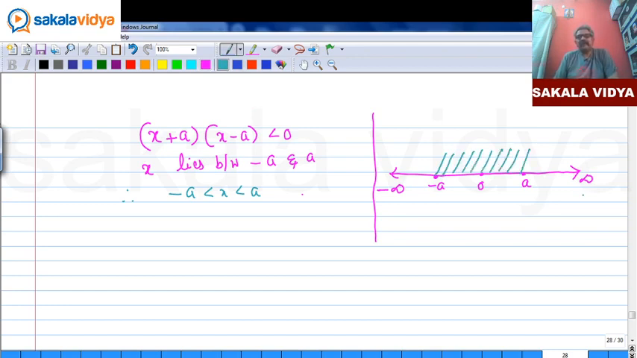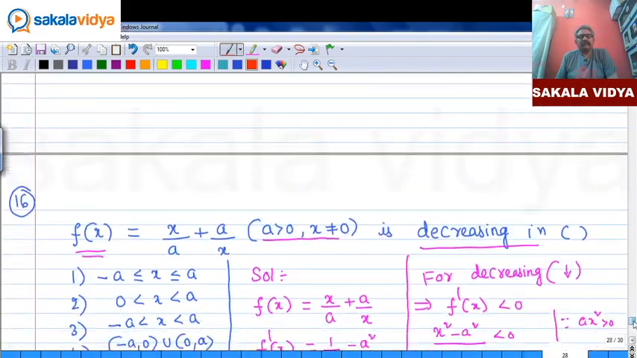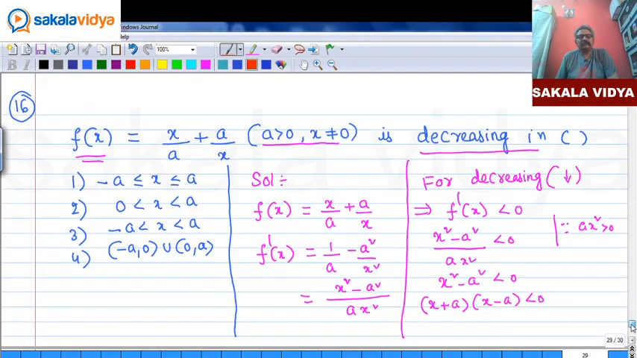But according to the problem, x does not equal to 0, so x should not be included. That means we need to exclude 0. Therefore, x belongs to minus a to 0, union this interval, 0 to a. That means the fourth option is the right option.